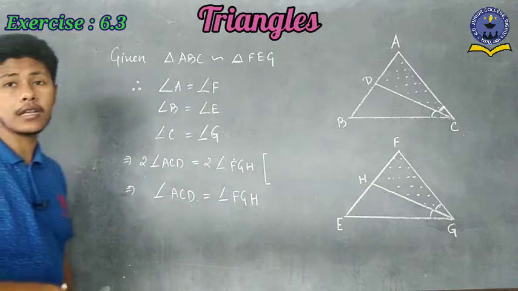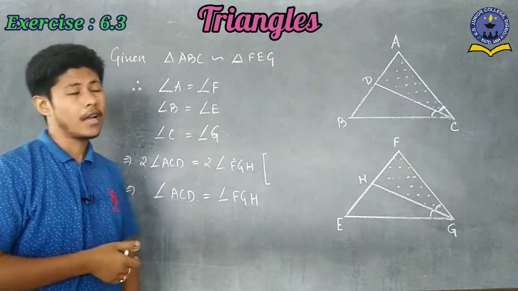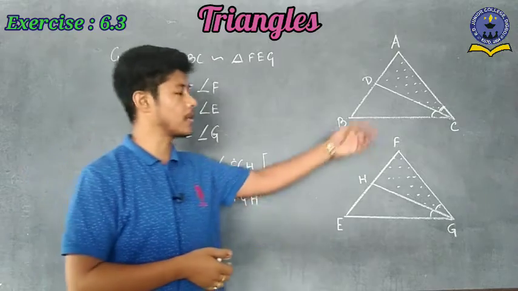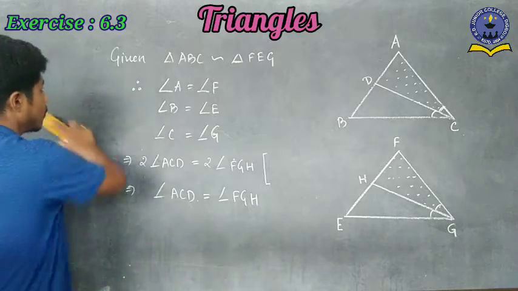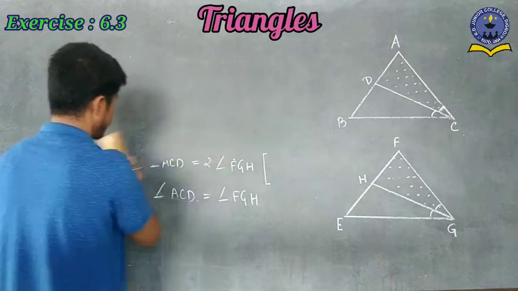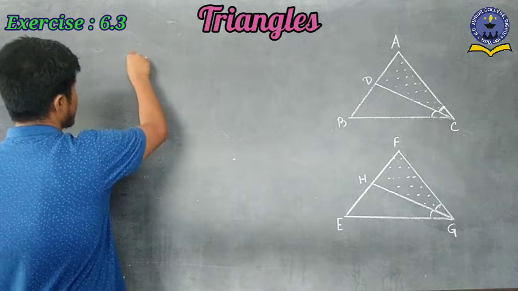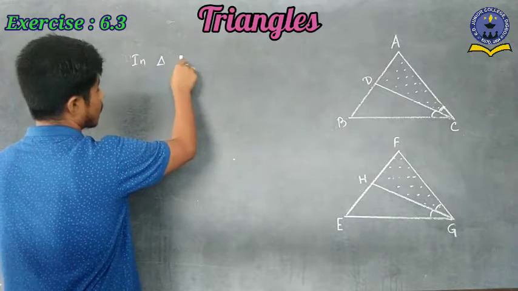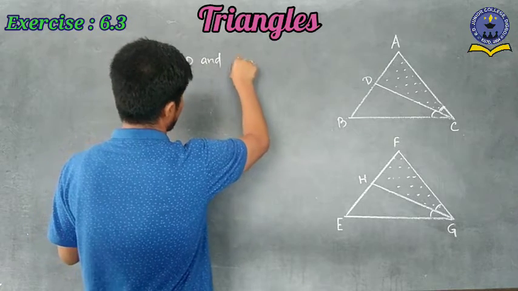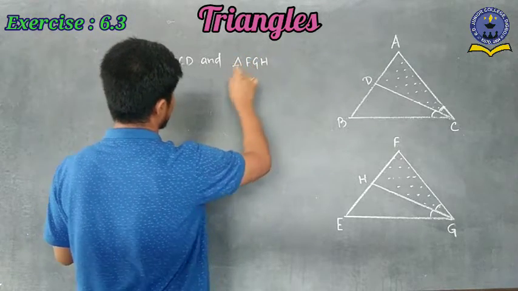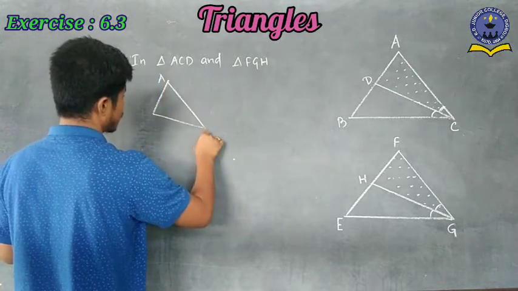If two angles are equal in a triangle, we can apply the angle similarity criterion, and from this we can say these two triangles are similar. For this, you have to take these two triangles. In triangle ACD, and the second one, triangle FGH. If you see the diagram, here it is A, C, D, and here it is F, G, H.